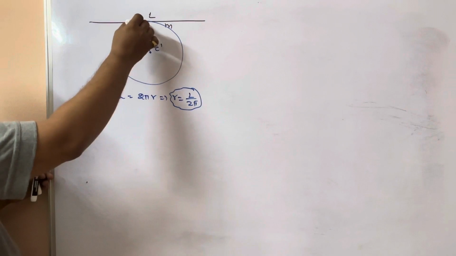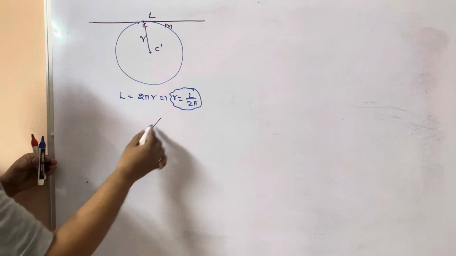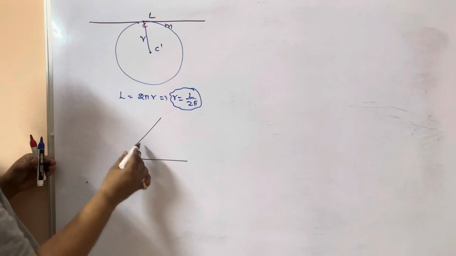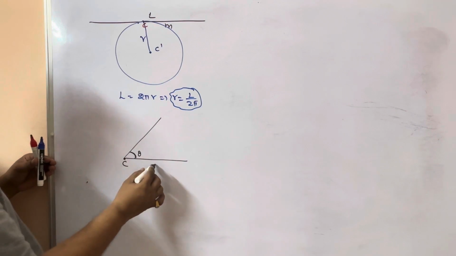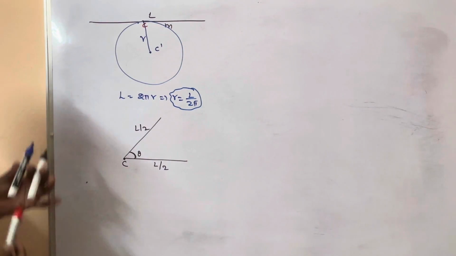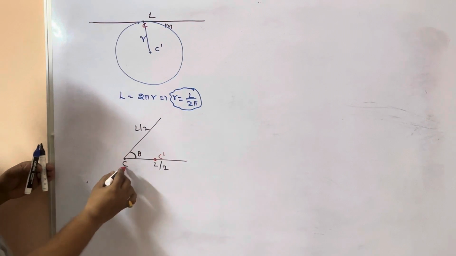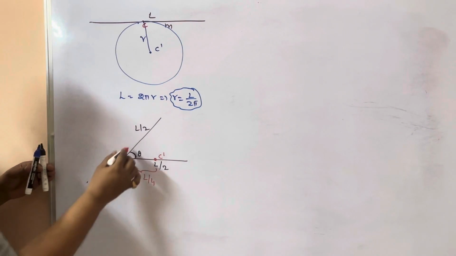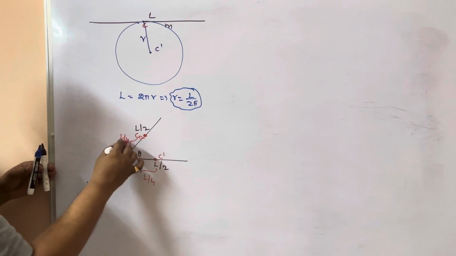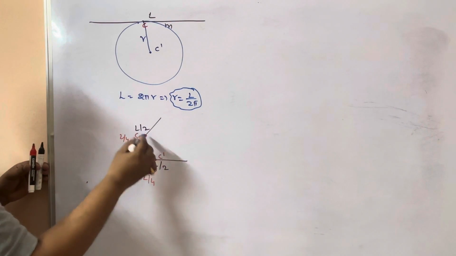If the same wire is bent at its center by making an angle theta. So at its center it is bent, then each part length is L by 2. Now where is the position of center of mass of this L by 2? That is C1 at a distance L by 4. Here it is C2 at a distance L by 4. Now where is the position of center of mass of C1 and C2?